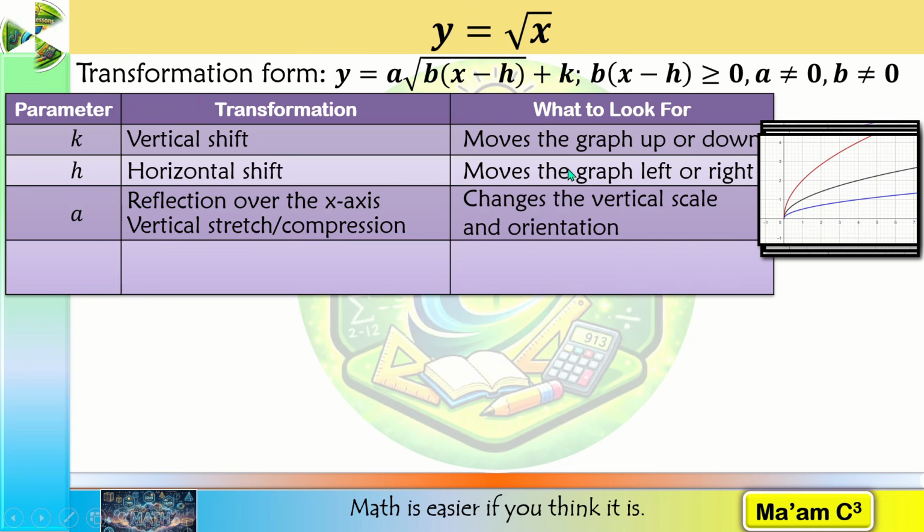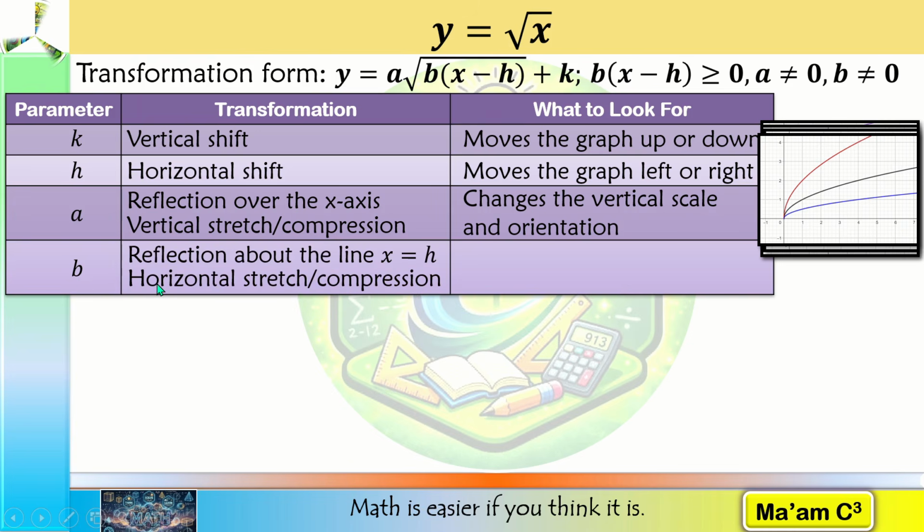Now we have an additional parameter which is b. And b is inside the radical. So it controls the horizontal transformation. b is the reflection about the line x equals h. And also, b tells us the horizontal stretch or compression. Now, how do we compute for that? Our horizontal scale factor is 1 over the absolute value of b.